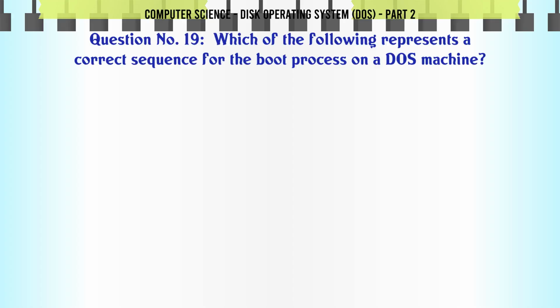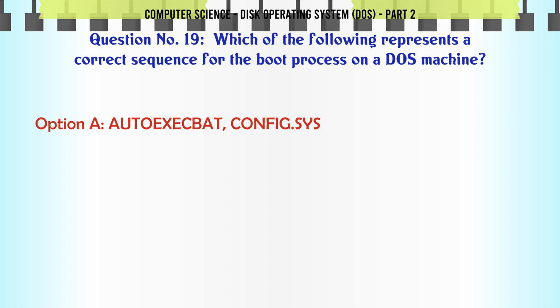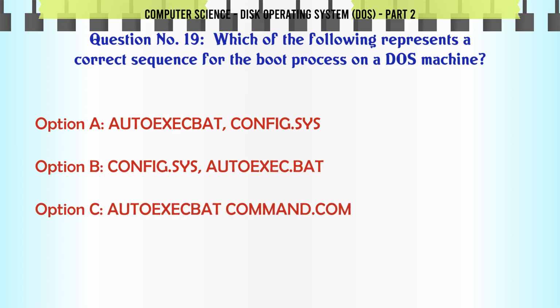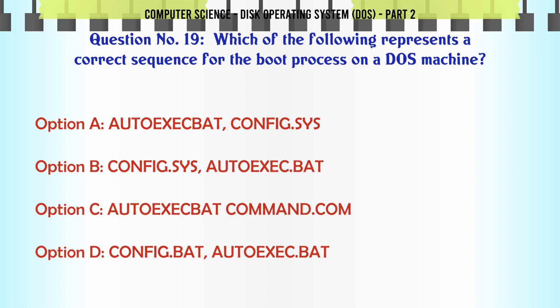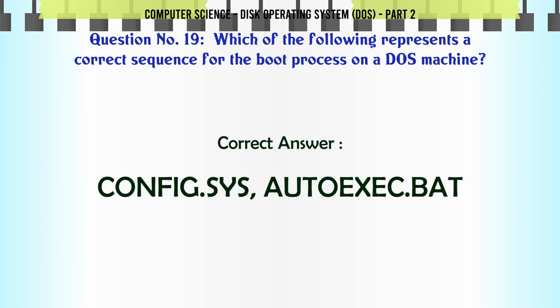Which of the following represents a correct sequence for the boot process on a DOS machine? A. Autoexec.bat, config.sys. B. Config.sys, autoexec.bat. C. Autoexec.bat, command.com. D. Config.bat, autoexec.bat. The correct answer is Config.sys, autoexec.bat.